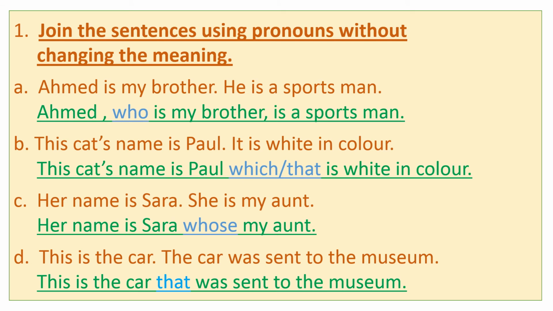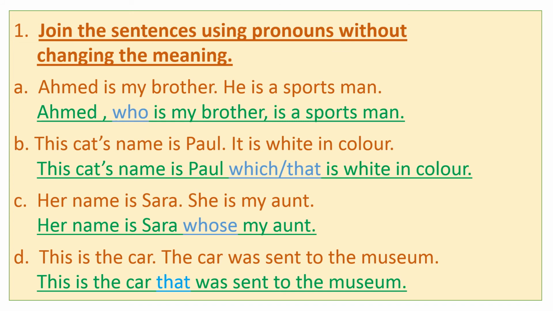Okay. The next one. Her name is Sarah. She is my aunt. So what is this sentence talking about? This sentence is talking about possession, isn't it? Her name is Sarah. So for possession, what type of relative pronoun should we use? We must use whose, isn't it? Sarah, whose name is Sarah, is my aunt. Is that clear, children?